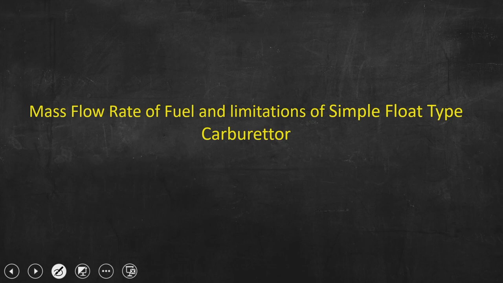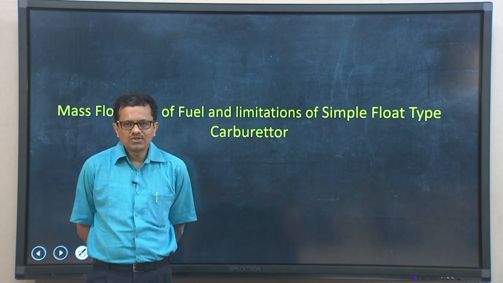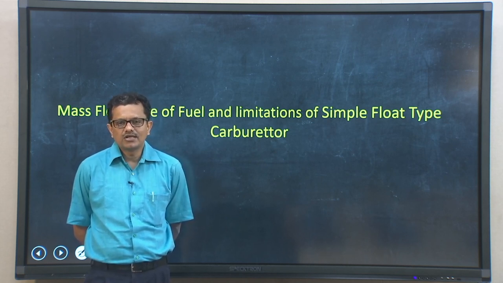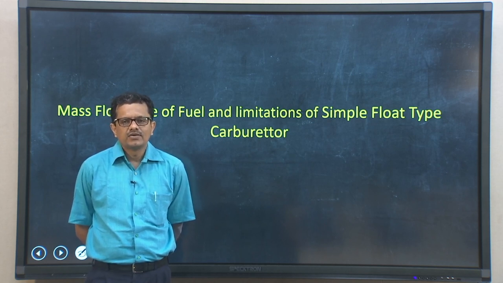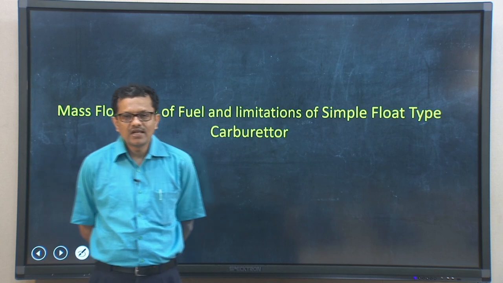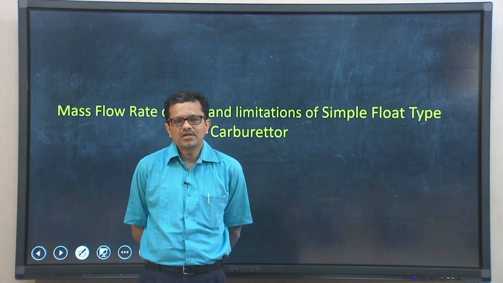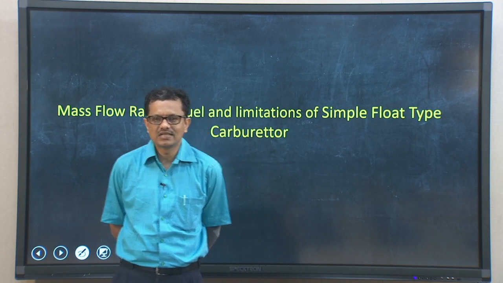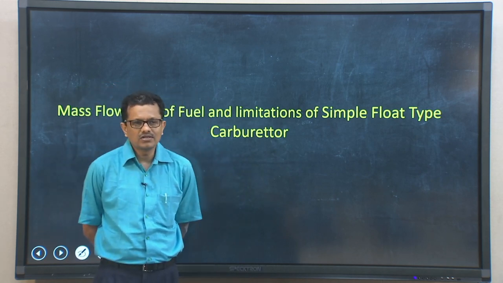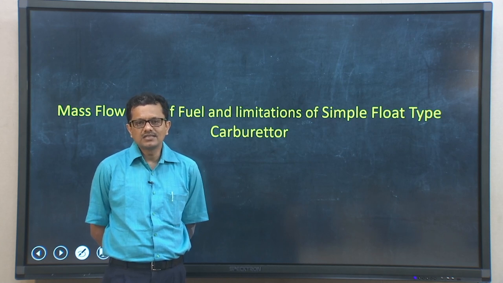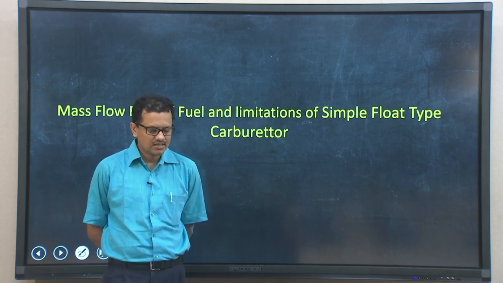In the last class, we discussed the simple float type carburetor and we could establish the expression of the mass flow rate of air. For a simple float type carburetor, we also need to calculate the mass flow rate of fuel, and then we can figure out the fuel air ratio, which is important for the operation of the internal combustion engine, particularly for the SI engine, because this element is essential for the operation of the spark ignition engine.